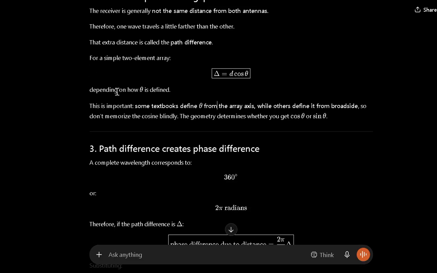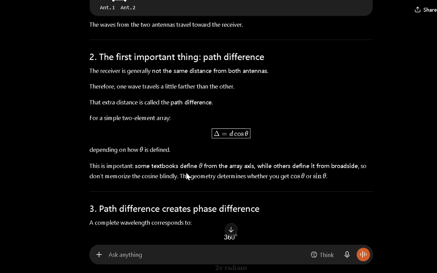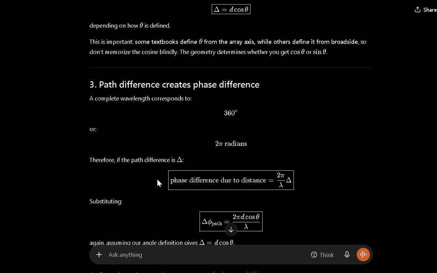Path difference creates phase difference. So path difference delta creates a phase difference. A complete wavelength corresponds to 360 degrees, 2 pi radians. 2 pi means 360. Therefore, if the path difference is delta, the phase difference due to distance equals 2 pi by lambda times delta.